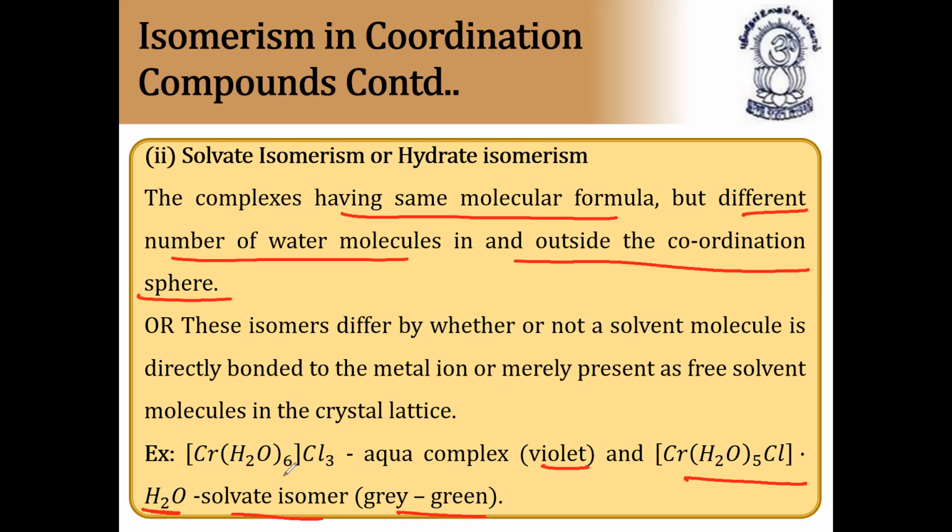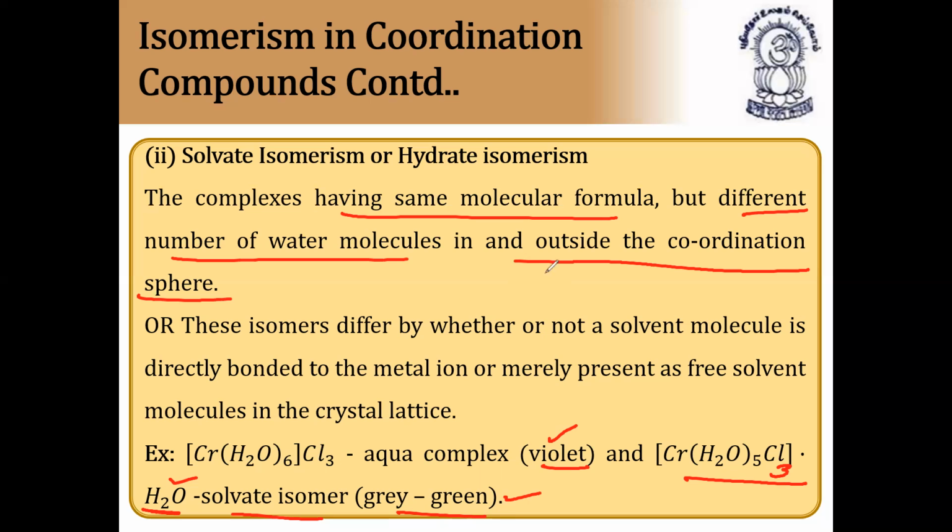Due to the presence of 6 water molecules in the coordination sphere, this complex is violet in color. Due to the presence of 1 water molecule outside and 5 inside, this complex is gray-green in color. So they show different colors. And formula-wise, if you see, it is the same in both cases. Here Cl3 should be there, and H2O should be outside. So the formula will not change.